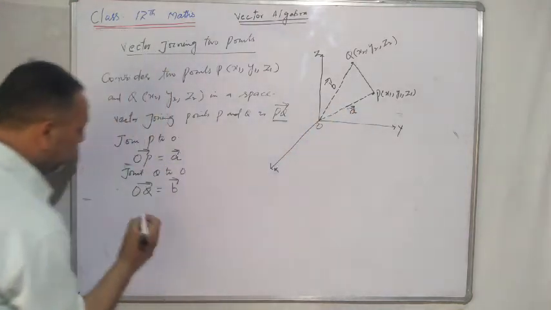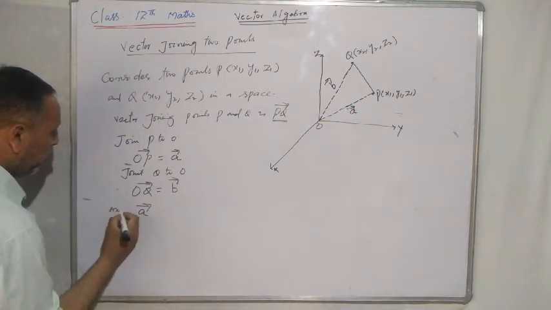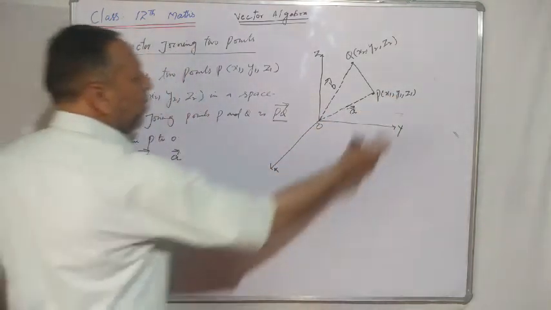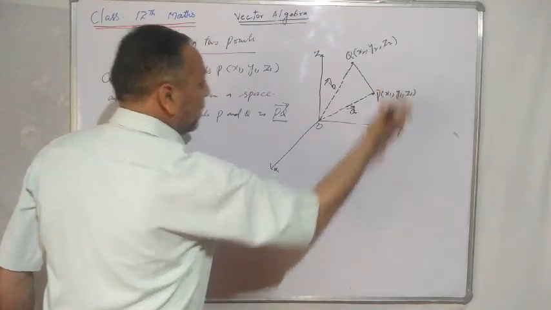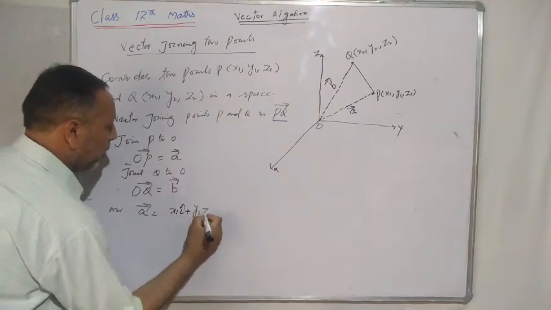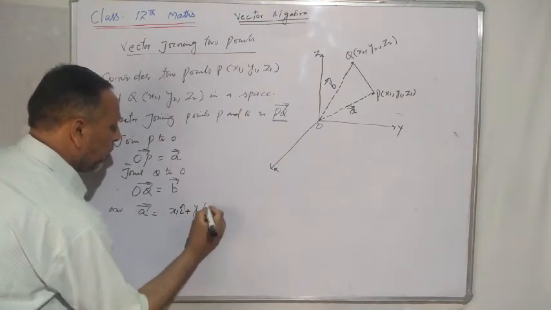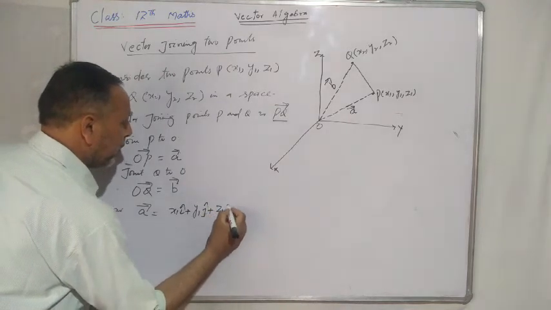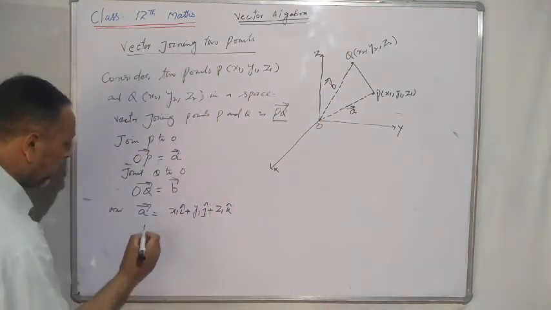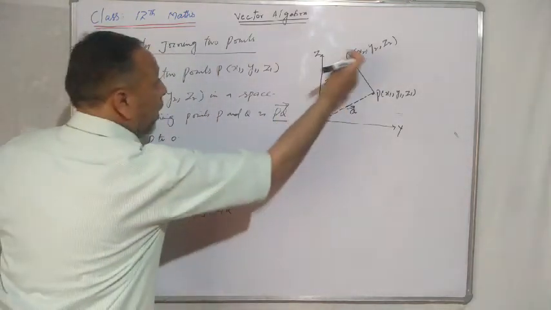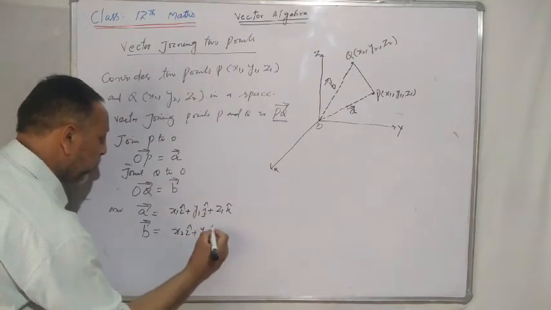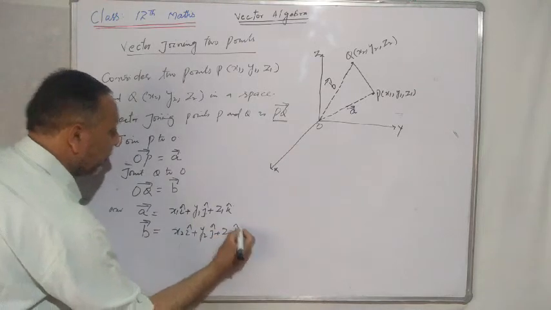Now this vector A, that is the position vector of point P, what will it be equal to? x1 i cap plus y1 j cap plus z1 k cap. And the position vector of point Q, that is vector B, will be equal to x2 i cap plus y2 j cap plus z2 k cap.